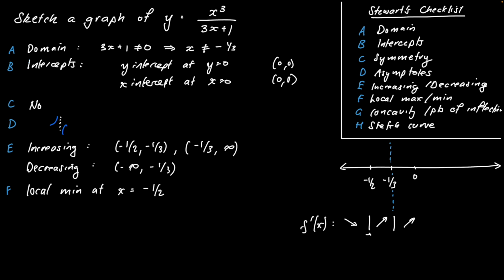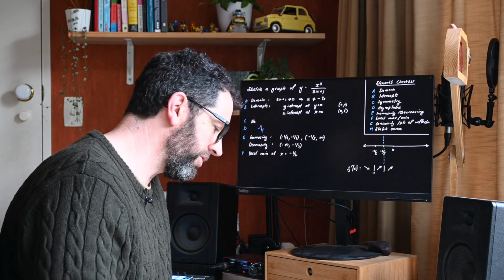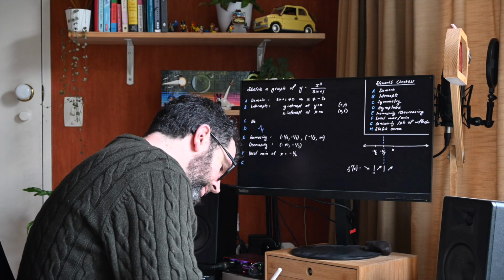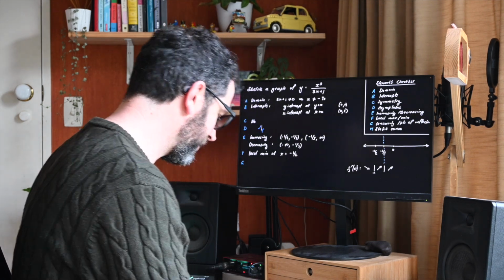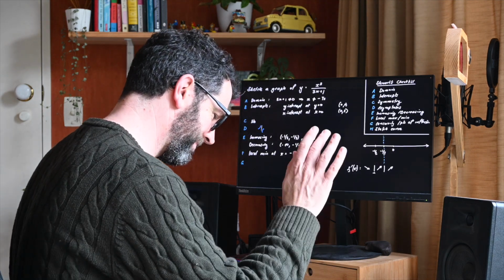Okay, now for the bit that I don't like, which is the concavity, because we're going to have to differentiate this again, because this is all to do with second derivatives. So concavity, points of inflection, jump back to our working page and see how we go with that. Right, let's have a look.